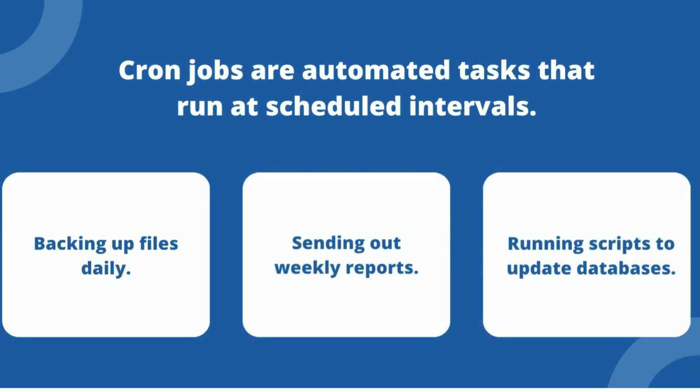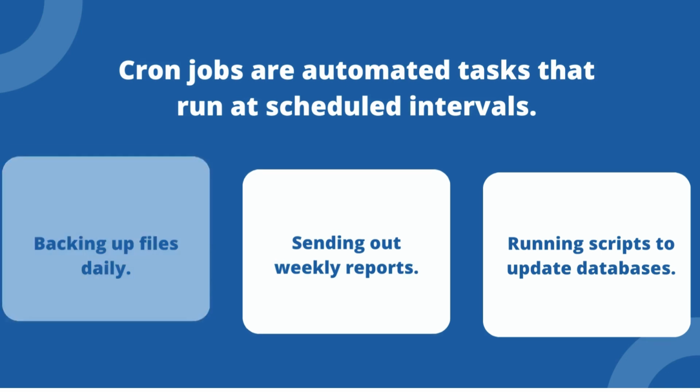Cron jobs are automated tasks that run at scheduled intervals. You can use them to perform a myriad of tasks such as backing up files, sending out weekly reports, or simply updating the database at a regular interval. So how does it work?